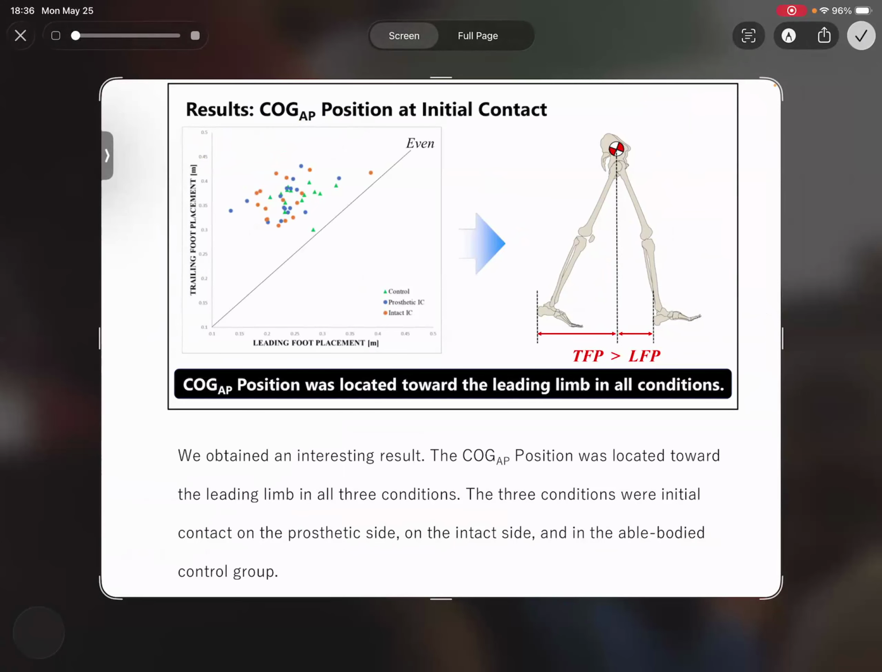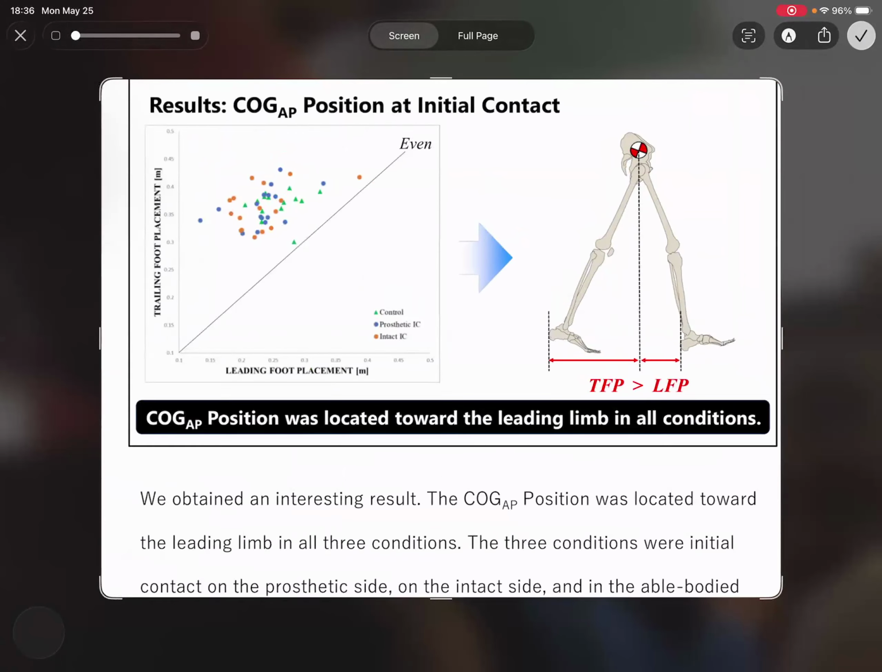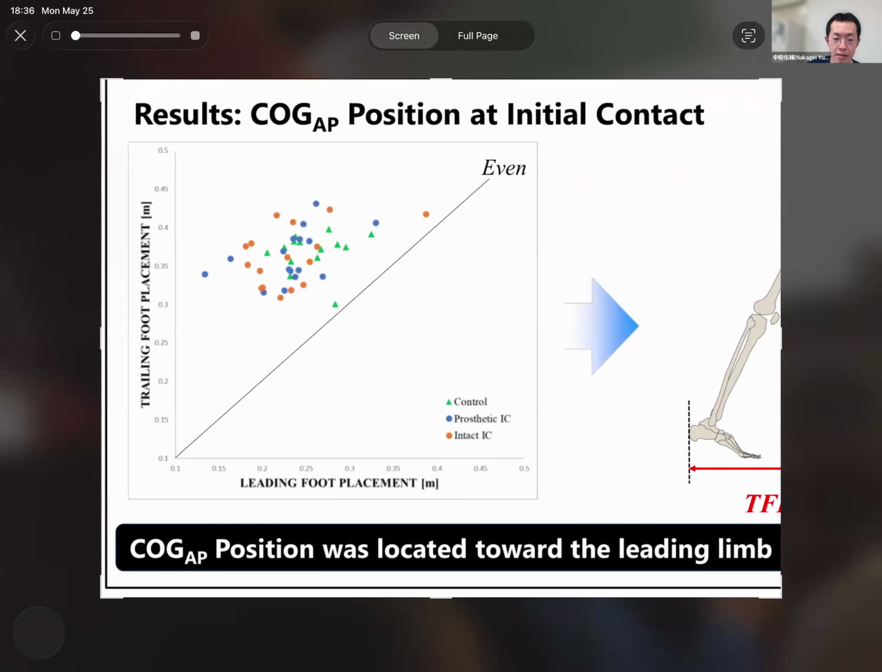What does even mean? Do you mean distance, even placement? It means 50-50. 50-50 what? So I think it's foot placement, right? So let's just call this even placement, because even is an adjective, right? And we want to have a noun there, so even placement makes more sense. Thank you.